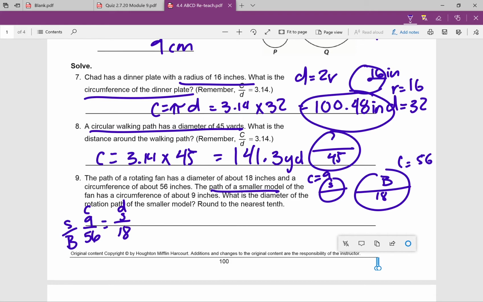Now you do cross product, so you do 56 S, or whatever letter you use. Then when you multiply those two, 9 times 18, you get 162. And then the last step is to divide by 56. So S equals 2.89. And these are inches.